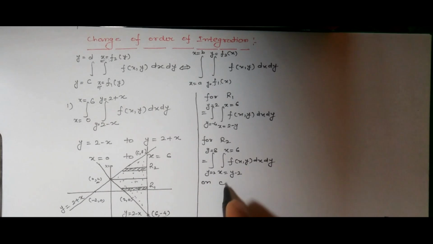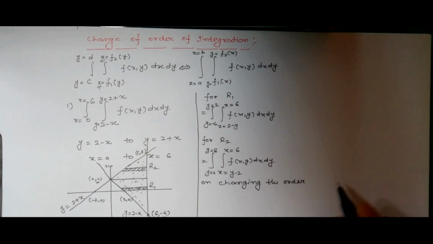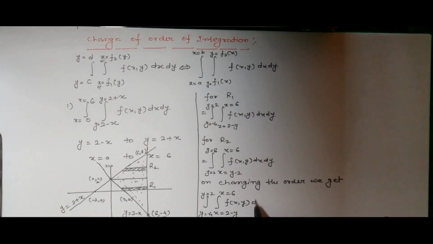So on changing the order we get, for the region R1, x is 2 minus y to x is 6, y is minus 4 to y is 2, f of xy dx dy, plus x is y minus 2 to x is 6, y is 2 to y is 8, f of xy dx dy.